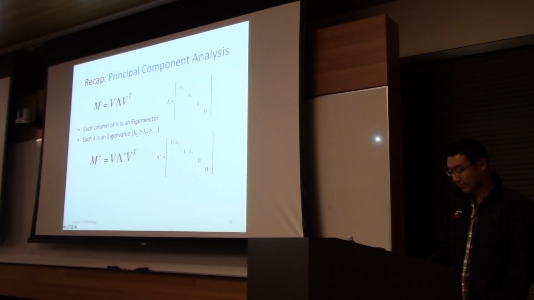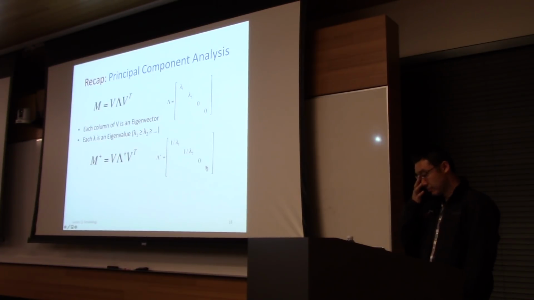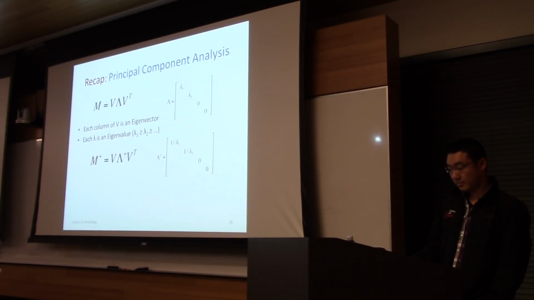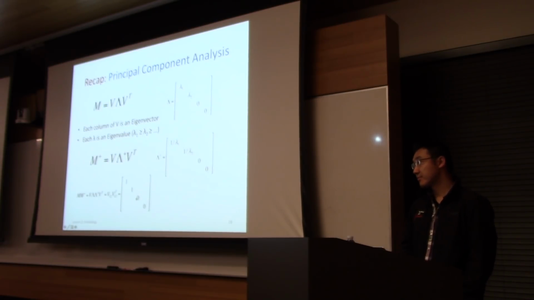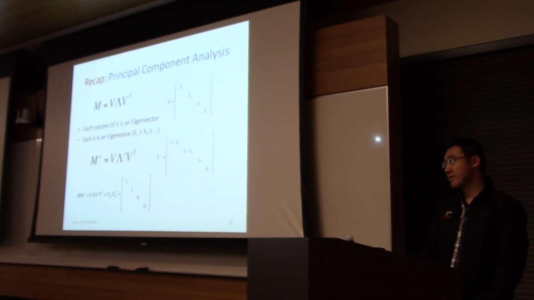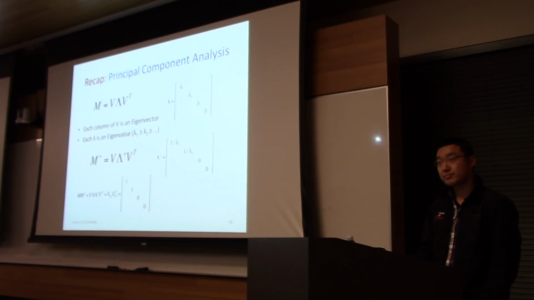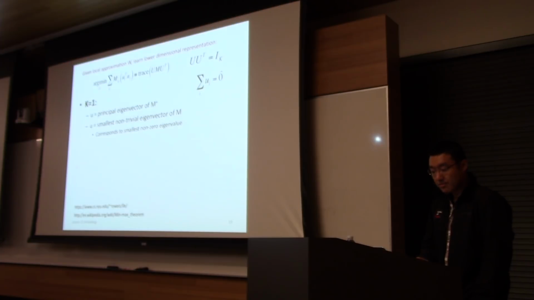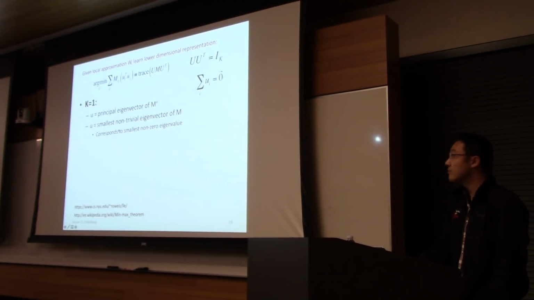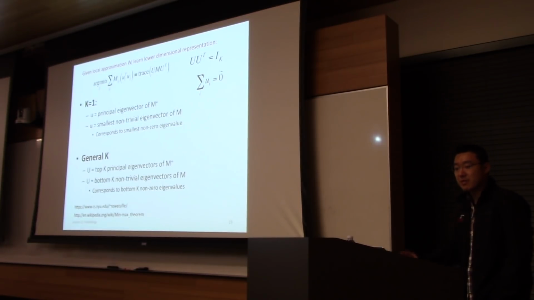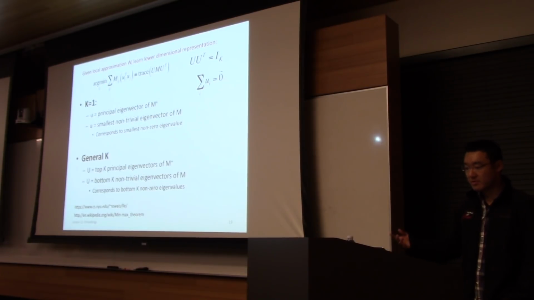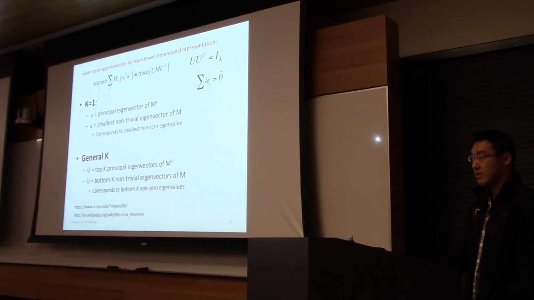Then the pseudo inverse of M is simply the same: use the same V's, but you simply invert the lambdas, and for the ones that are 0, you just keep them 0. That's the definition of pseudo inverse. And what you get if you multiply a matrix by a pseudo inverse is basically a partial identity matrix, up to the rank of the original matrix. So for k equals 1, we get this solution. And it turns out that for general k, it's just the top k principal eigenvectors of M pseudo inverse, or the bottom k non-trivial eigenvectors of M. Non-trivial means the ones that are non-zero.